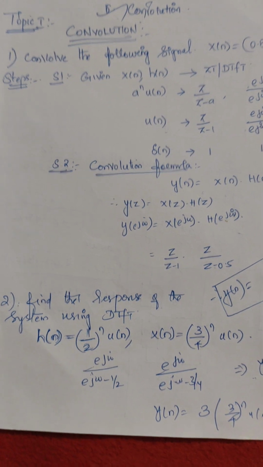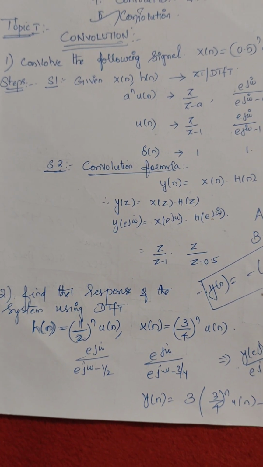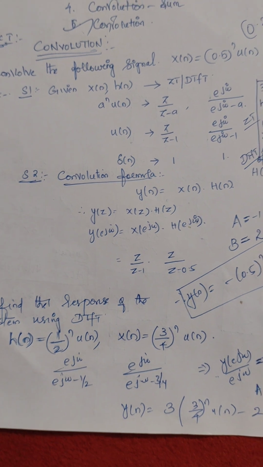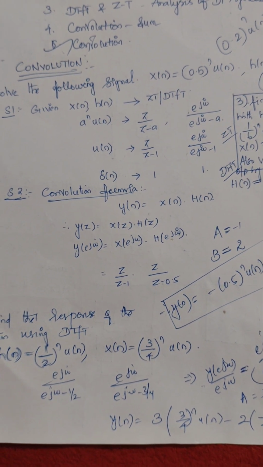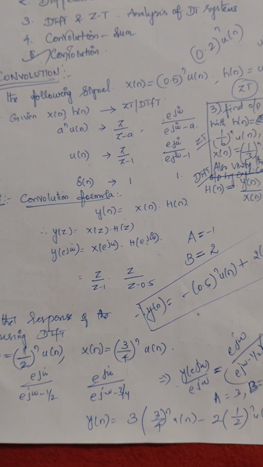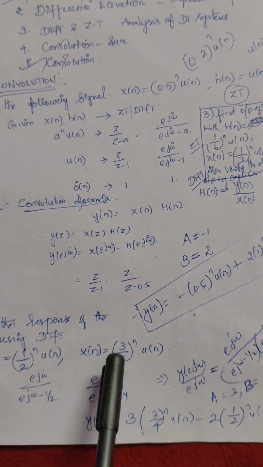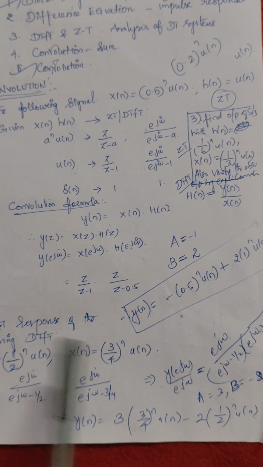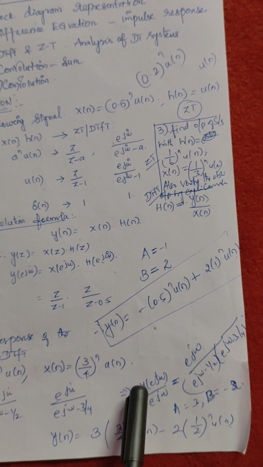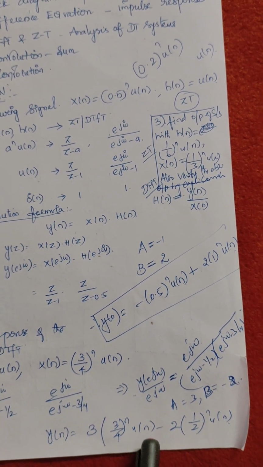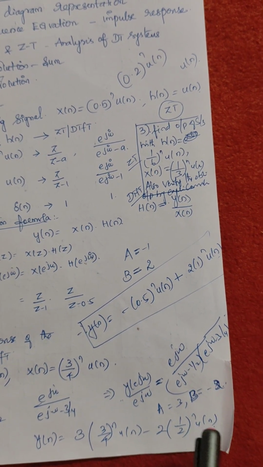Next one, the same question: find the response of the system using the discrete time Fourier transform. h of n equal to 1 by 2 power n u of n, x of n equal to 3 by 4 power n u of n. You will see the answer: e power j omega by e power j omega minus 1 by 2, e power j omega divided by e power j omega minus 1 by 4. I do the partial fraction, get the a, b values. Your final answer will be 3 into 3 by 4 power n u of n minus 2 into 1 by 2 power n u of n.